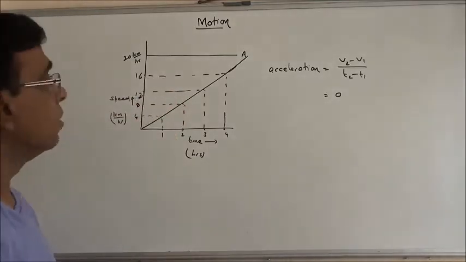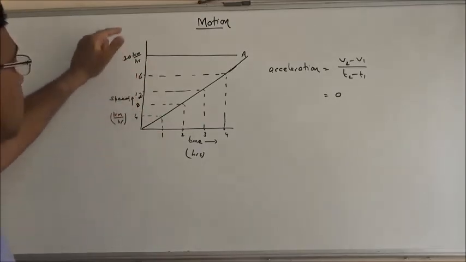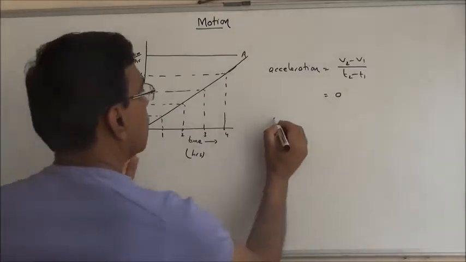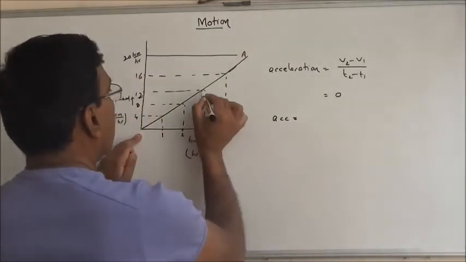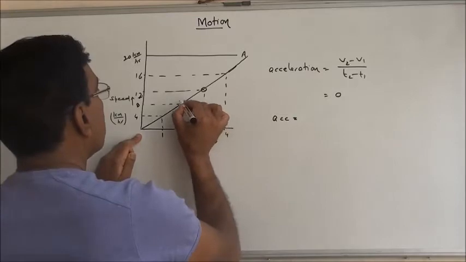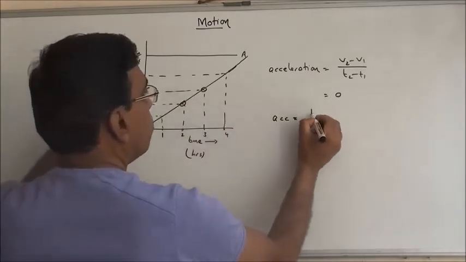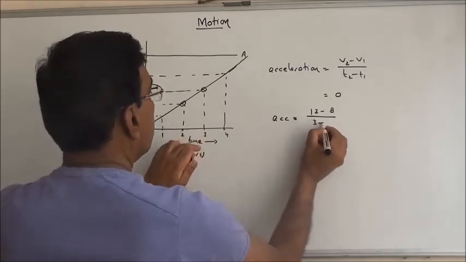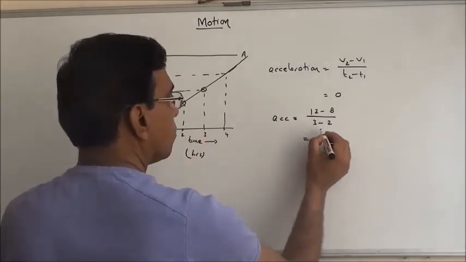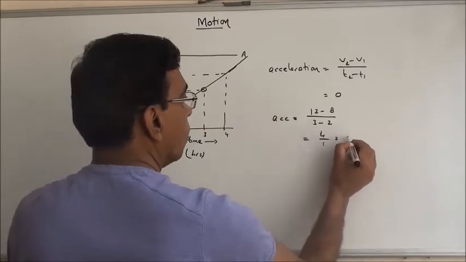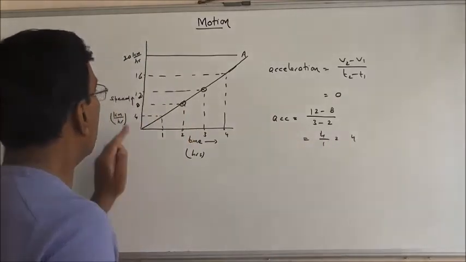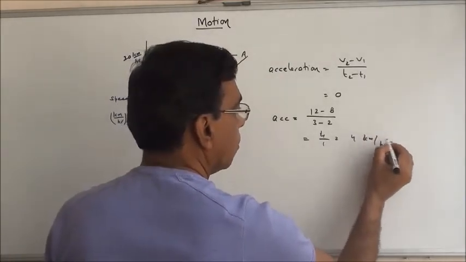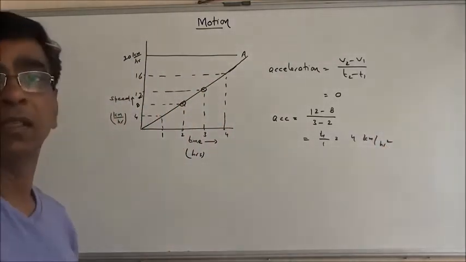Let this be the speed 4, 8, 12, 16, and time 1, 2, 3, 4. Now the slope is coming constant. So what will be the acceleration for this? Again, I can take any 2 points. Suppose I take these 2 points, v2 minus v1 upon t2 minus t1. So it is 4 and units are kilometer per hour square. So this will be the acceleration.